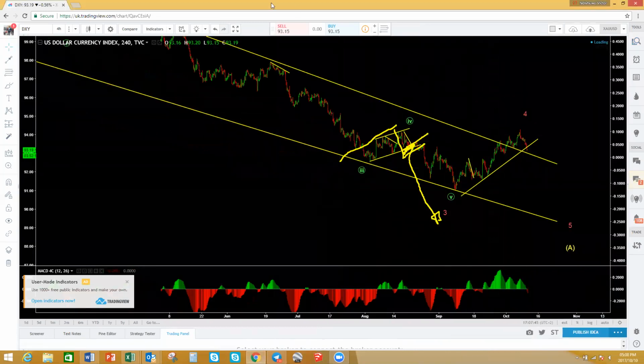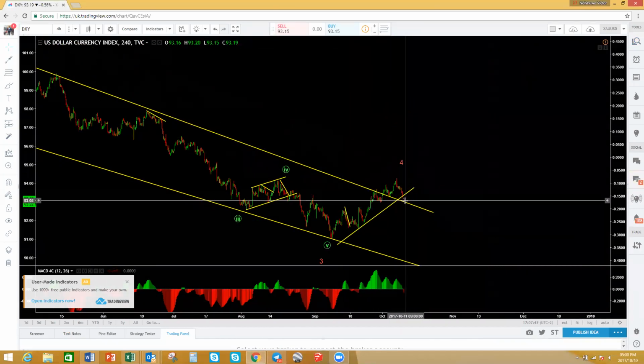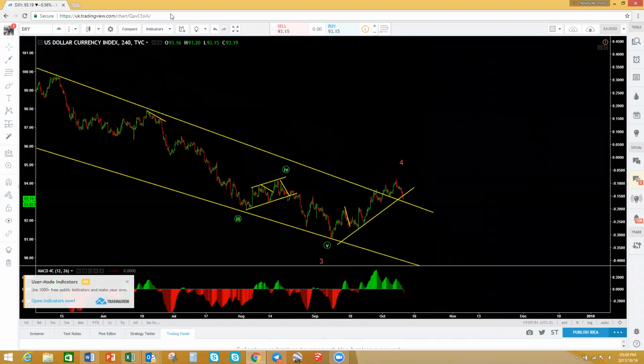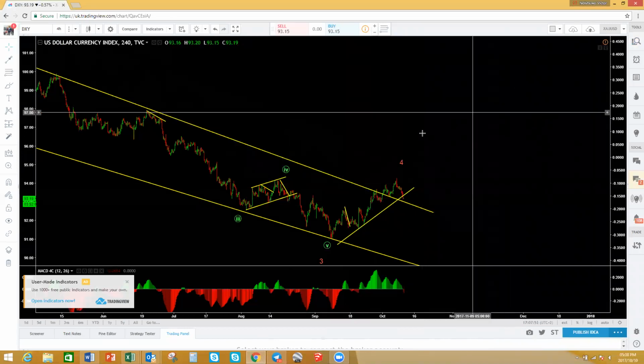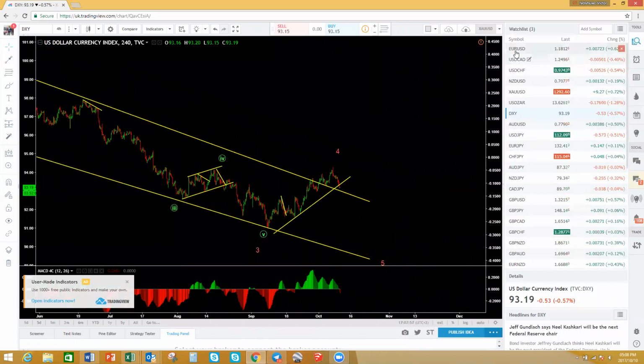So what this means is that in the next couple of days, if this confirms and when we do get that flag, then it means that the dollar is going to be weak for the next couple of days. Right, so that's the dollar index on the 4 hour. I'm going to go to the Euro US dollar.